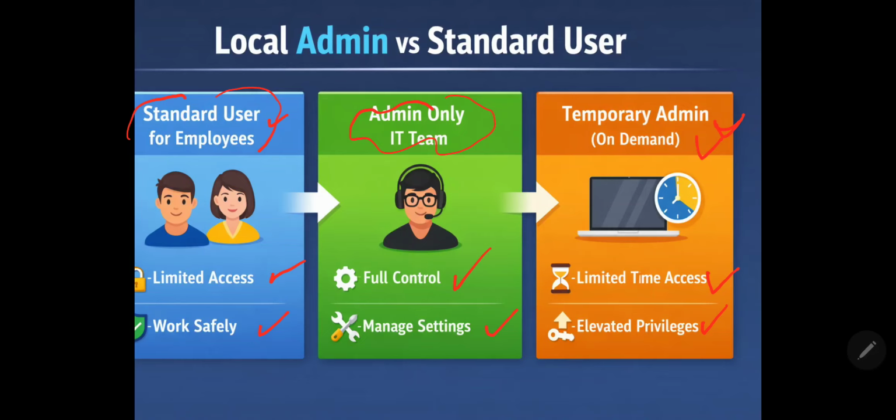How to set up temporary admin on MacBook? Step 1, promote the user to admin. Go to System Settings, Users and Groups, select the user, enable Allow this user to administer this computer. Step 2, perform required tasks, install software or change settings. This method requires discipline and manual tracking.